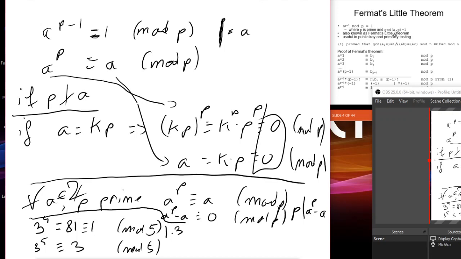And this is going to hold even for numbers that are not relatively prime to 5, like 10 at power 5, which will also be congruent with 10, which is also congruent with 0 mod 5.